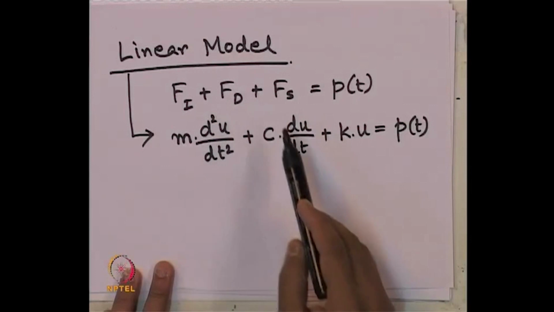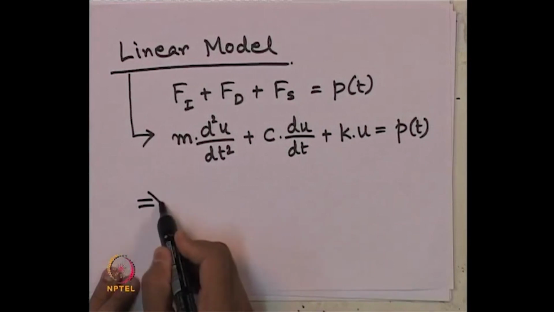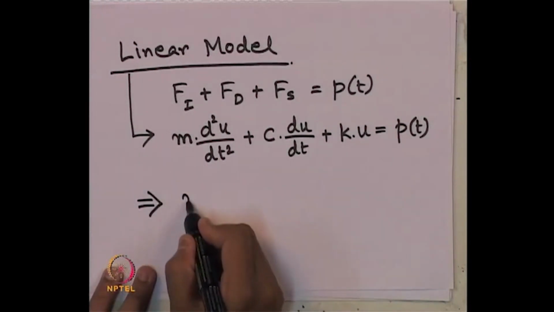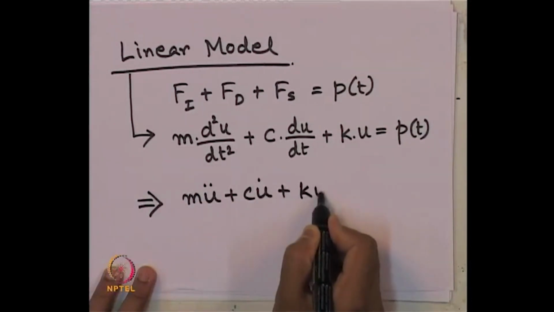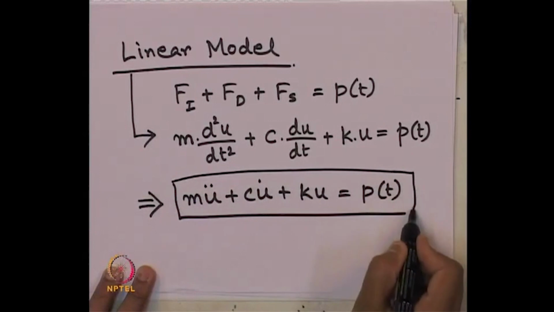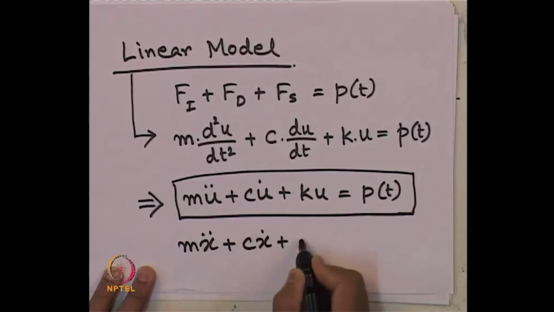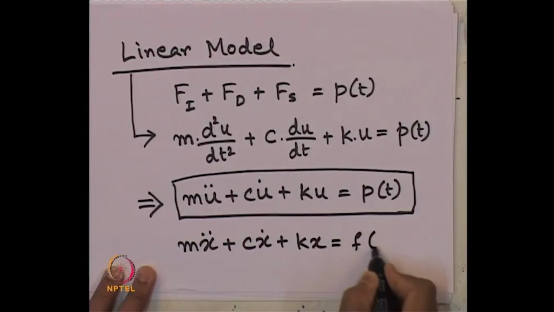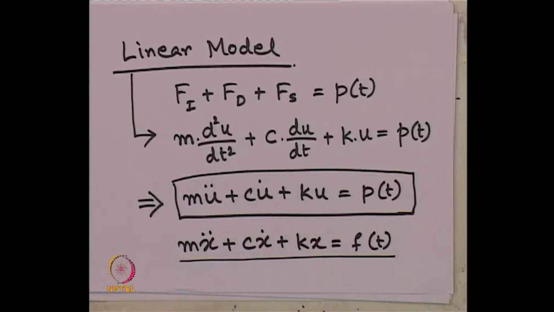The linear damper, then this relation is valid. A linear spring, then this equation is valid, which in other form we write as the governing equation of motion: m u double dot plus c u dot plus k u equals p(t). The same thing in some books can be written as m x double dot plus c x dot plus k x equals f(t). The same thing is actually written using different notations. That is, instead of u for the displacement, x is considered as displacement. In that case, the same relationship can be written in this format.